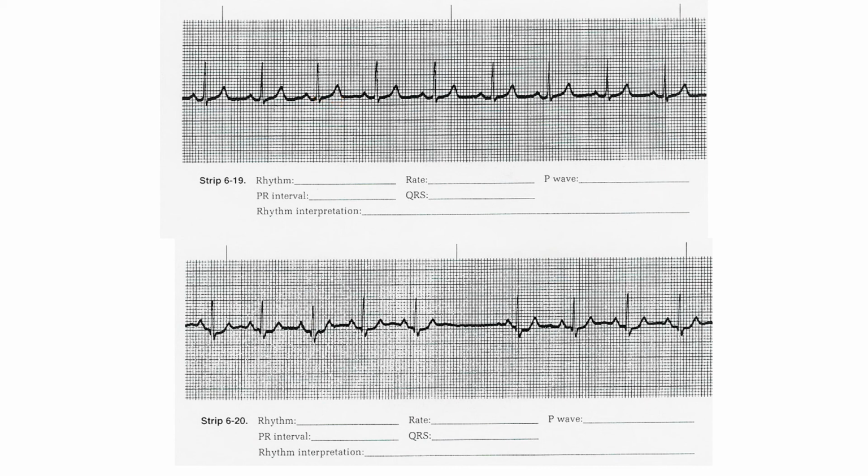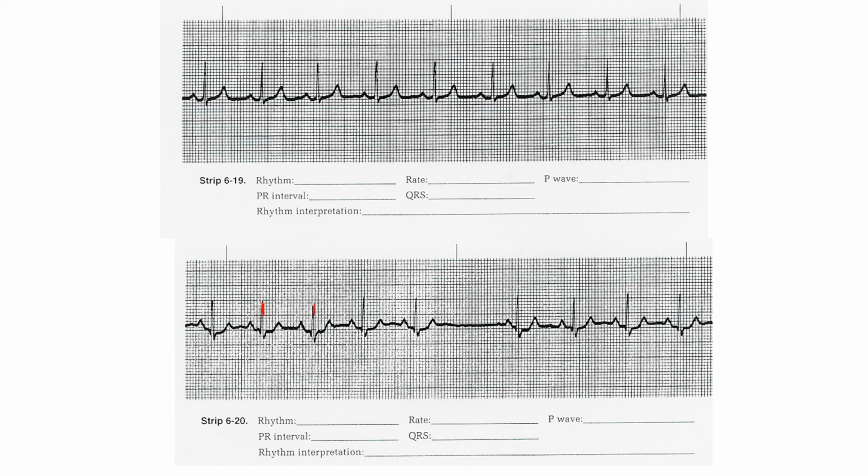Let's go to 620. So this rhythm, it's regular. So if you were to check the R to R's regularity, it's regular in the beginning and it's regular towards the end. It is just irregular because of this pause. So the intrinsic or the basic rate is regular. So you can figure out what the heart rate is by counting how many boxes between R to R. And again, that would be a basic rate of 88.